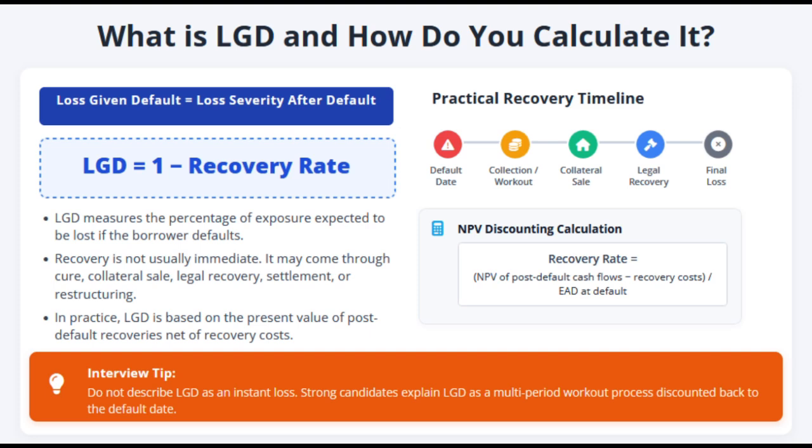Here you can explain the discounting process as well, and how exactly it differs between Basel and IFRS 9. We have discussed that; you can pause the video, scroll back a little, and think about what we have discussed. And you can also discuss the practical recovery timeline from the default date till the final loss, not just describe it as an instant loss.